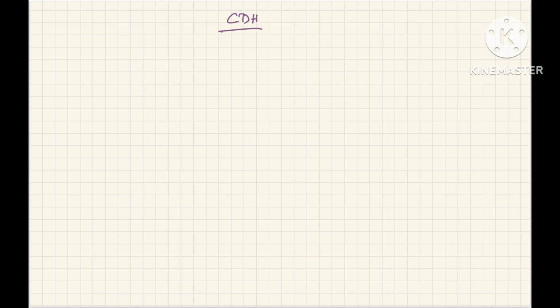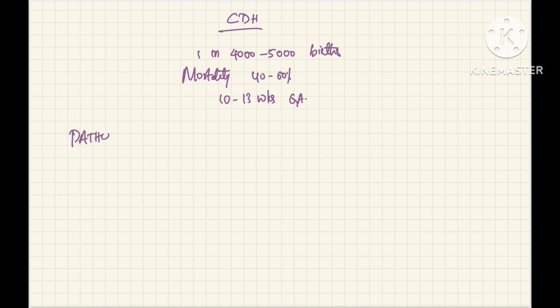CDH, congenital diaphragmatic hernia. This is seen in 1 in 4,000 to 5,000 births. Mortality due to CDH is 40 to 60%, and most commonly it occurs at 10 to 13 weeks of gestational age. So, what is the pathophysiology behind congenital diaphragmatic hernia?